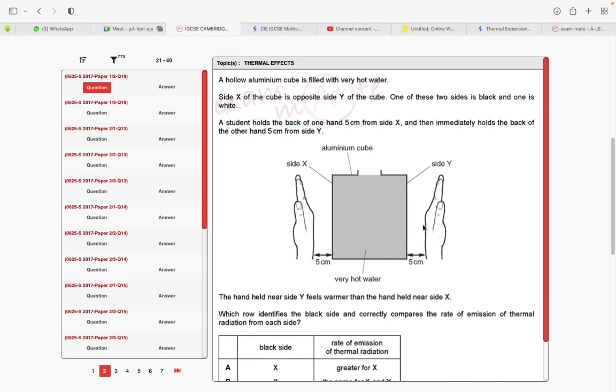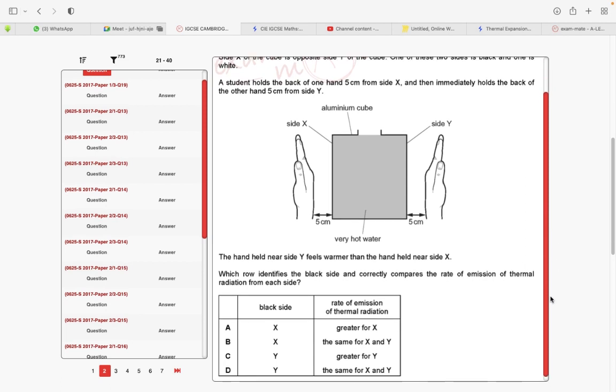So he's using his hand to feel the heat. Very hot water is inside this hollow aluminum cube. And the hand held near side Y feels warmer than the hand held near side X. Now, which row identifies the black side and correctly compares the rate of emission of thermal radiation from each side?